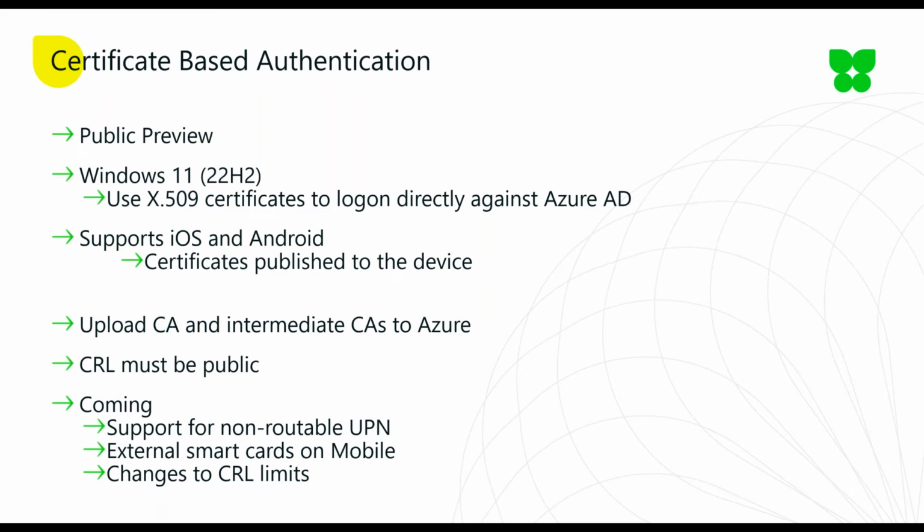So where you have a different UPN domain to your main UPN in the cloud, you will be able to now support that. There's also a function that's looking at external smart cards for mobile devices. So this is iOS and Android. Quite how that's going to work, I'm not sure, but it could be an NFC type connection. And there's also going to be changes to the way that CRL limits are implemented. So how many certificates you can revoke at a time and how that revocation will actually come across to those users.